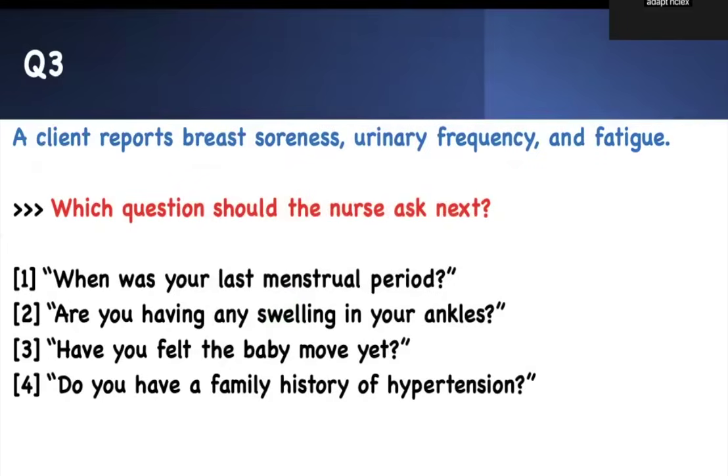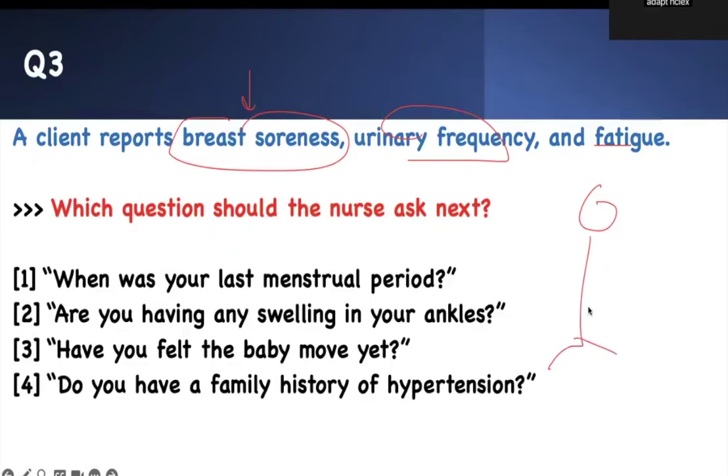Which question should the nurse ask? What do you think? If you are in that situation, a client reports breast soreness, my breast hurts, urine frequency, I'm peeing a lot, and I'm tired. Connect the dots. I'll never tell you whether this patient is in the OB clinic or not. Don't expect that, because that would give the answer away. But your breast is a different location, right? Frequency and tired: if you draw the individual, the bladder is here and you're having urine frequency. The breast is here, with soreness, and the whole body is tired. You have 3 systems involved that tell you something is wrong.